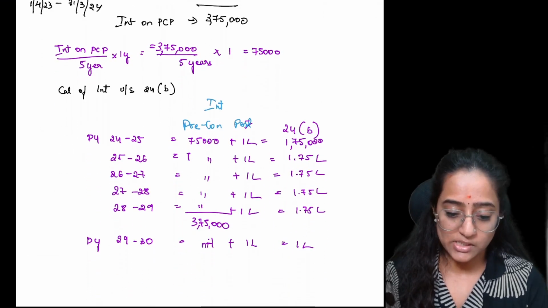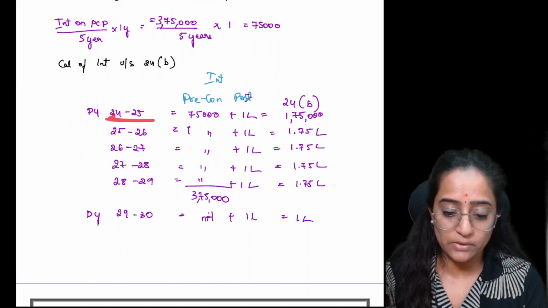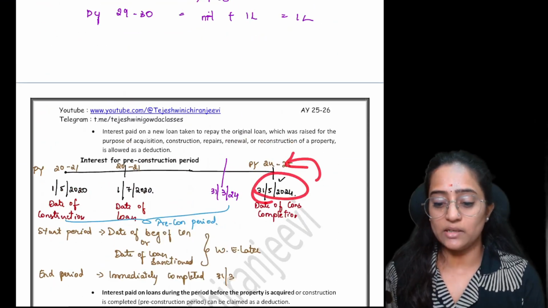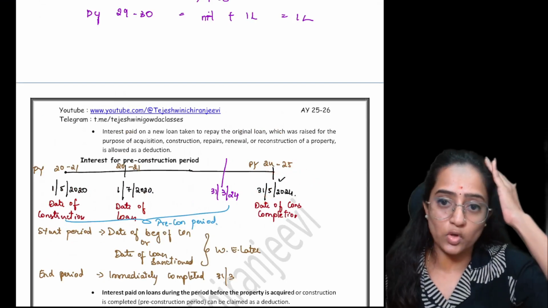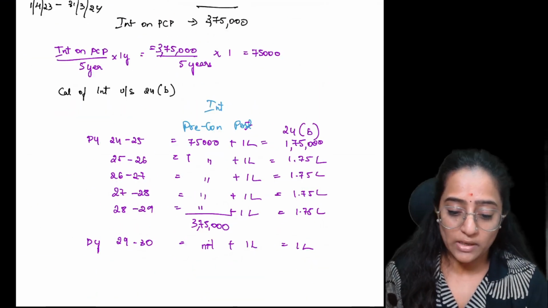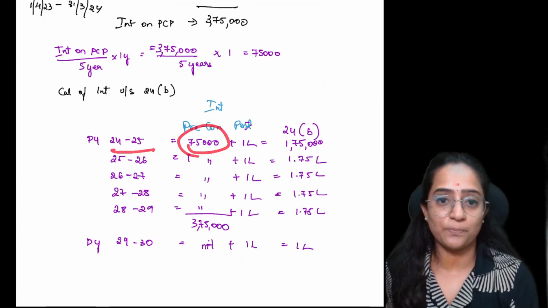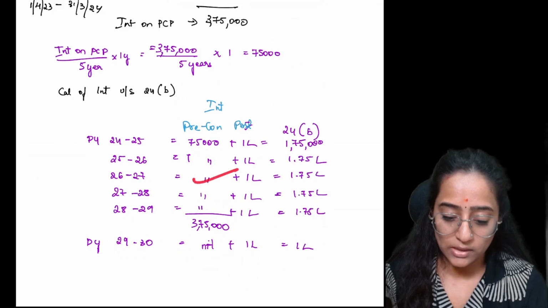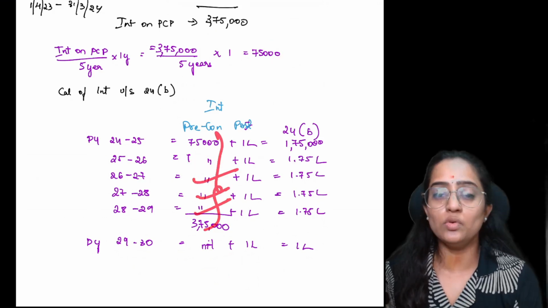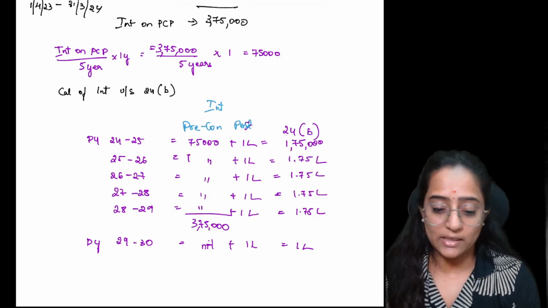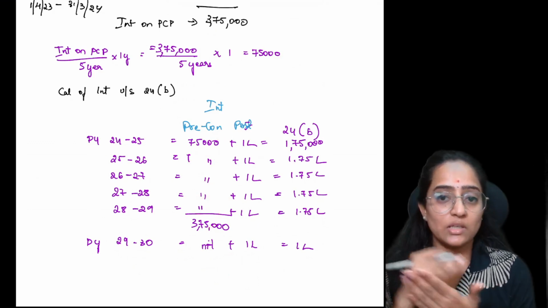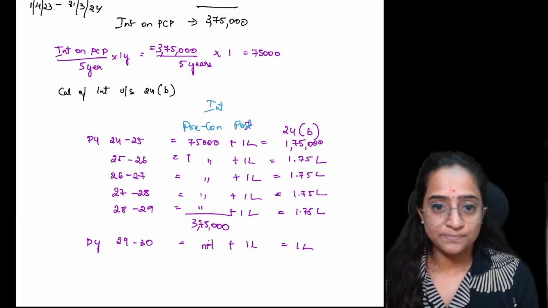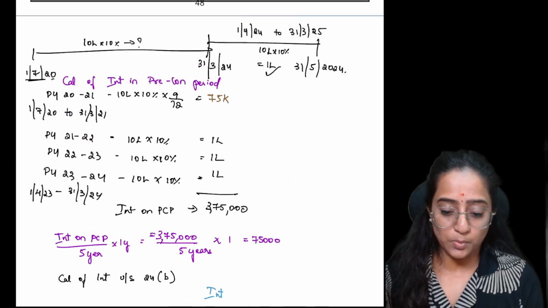When is the construction completion year? It is in PY 24/25, right? You can see here, this year has been completed, PY 24/25. So you take 24/25 as the year of construction completion, and this will be divided over how many years? 1, 2, 3, 4, and 5 years. You divide it by 5 and take it right from the year of construction completion, and then the next years. Clear?